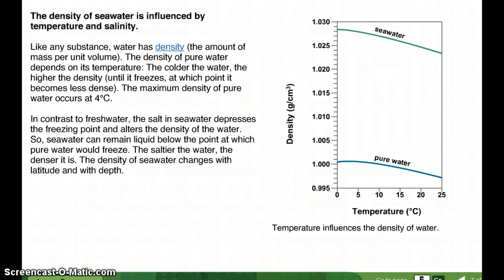In contrast to fresh water, the salt in seawater depresses the freezing point and alters the density of the water. The seawater can remain liquid below the point at which pure water would freeze. The saltier the water, the denser it is. The density of seawater changes with latitude and with depth.